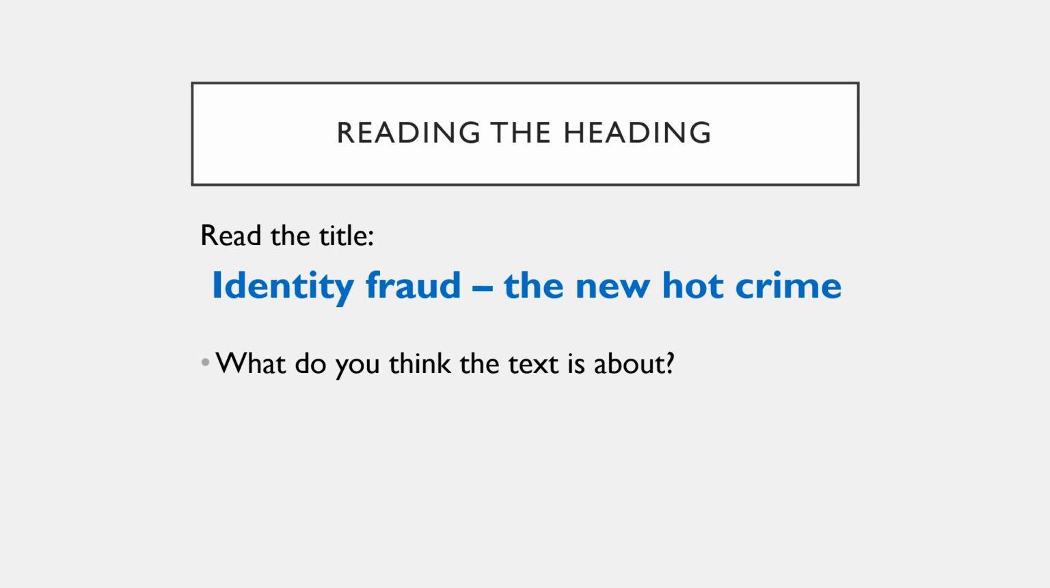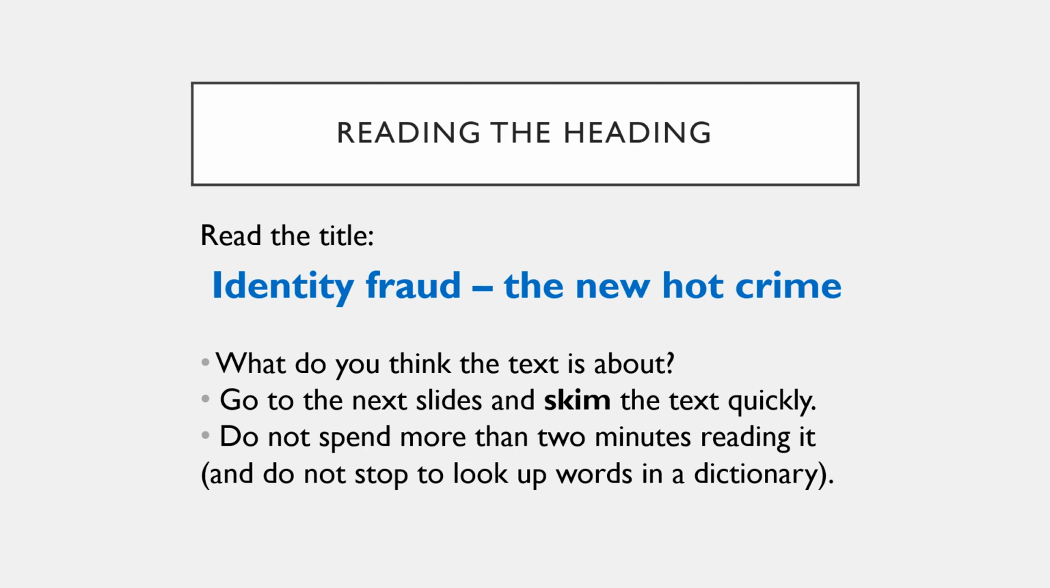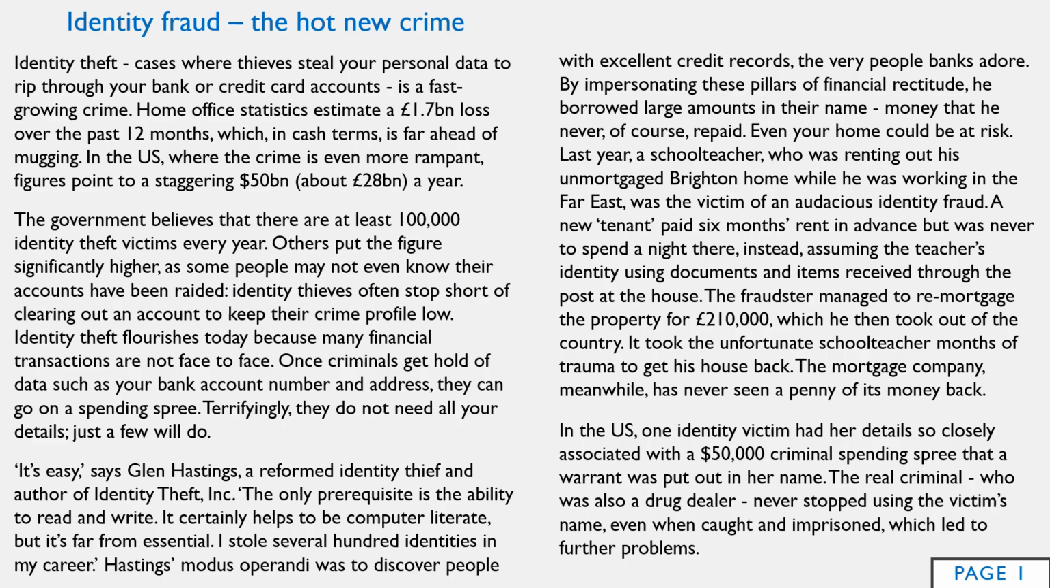Then, go to the next 2 pages and skim read the text quickly. Don't spend more than 2 minutes reading it, and don't worry about looking up words that you don't understand. Skim read this first part of the text quickly to get the gist or the general meaning of it. Remember, don't spend more than about a minute on this section. Pause the video and press play when you're ready to move on to the second half of the text.